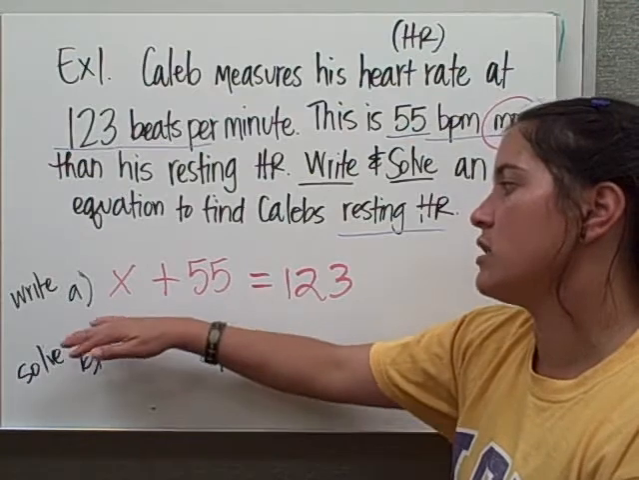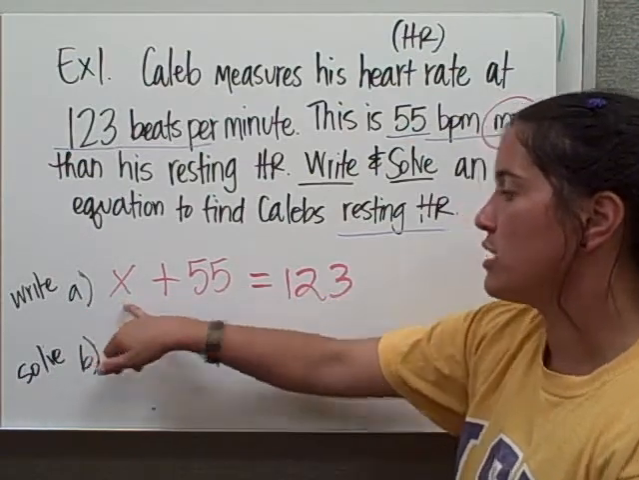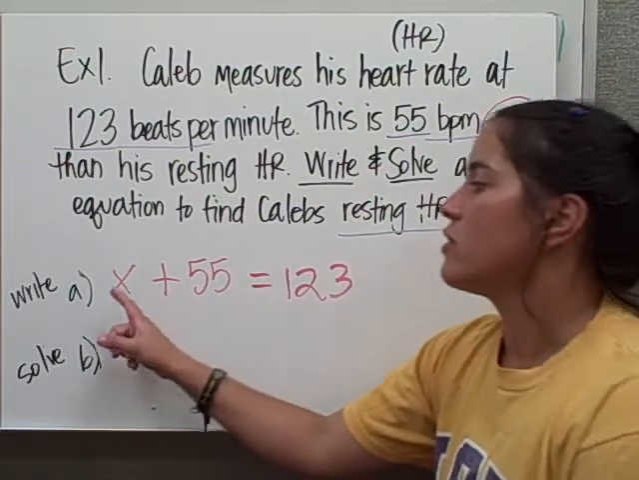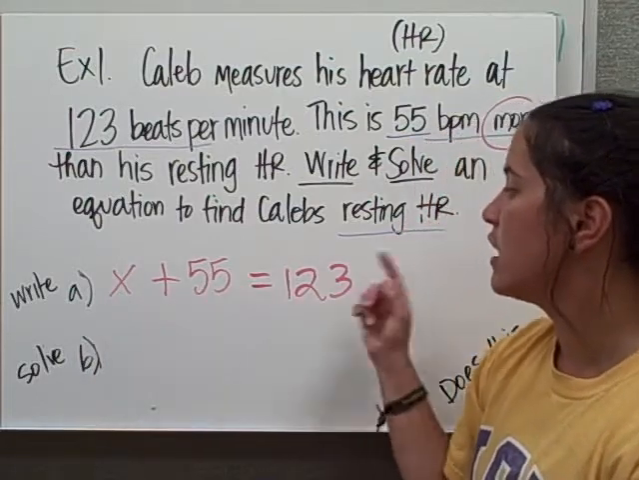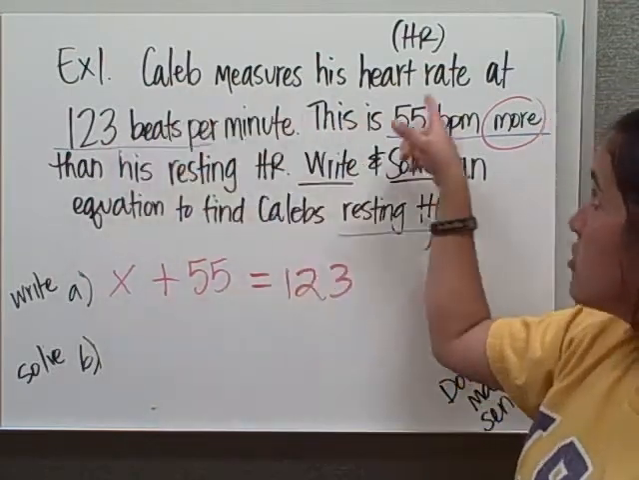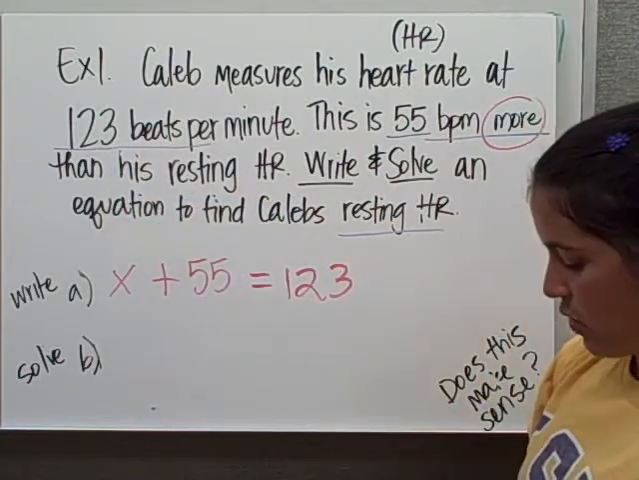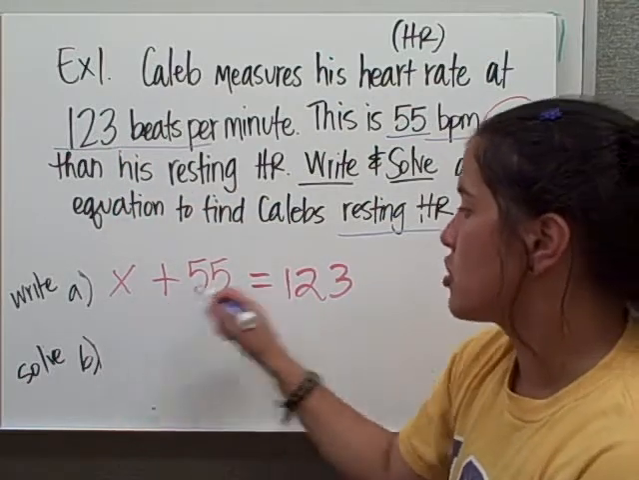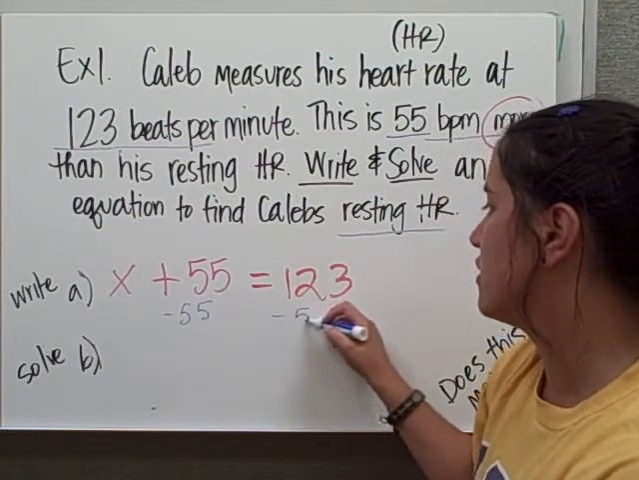So this equation says X plus 55 equals 123. X represents his resting heart rate. So his resting heart rate plus 55 beats per minute equals 123, which is his heart rate right now. Caleb measures his heart rate at 123 beats per minute. To solve this equation, you would use the subtraction property of equality. You would subtract 55 on each side.